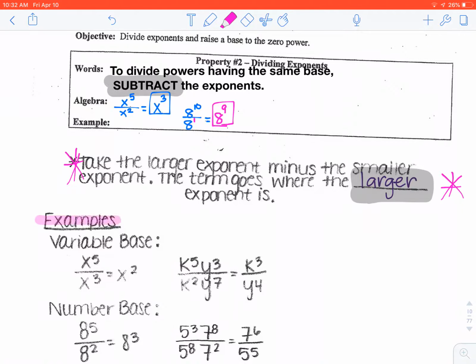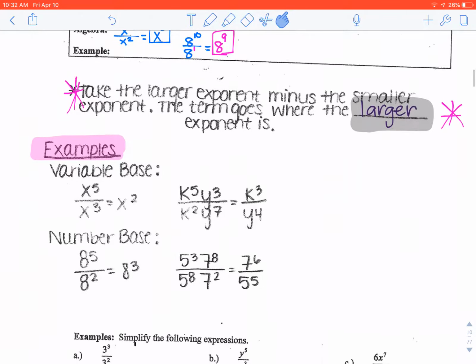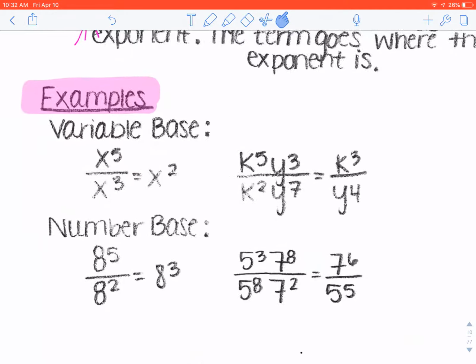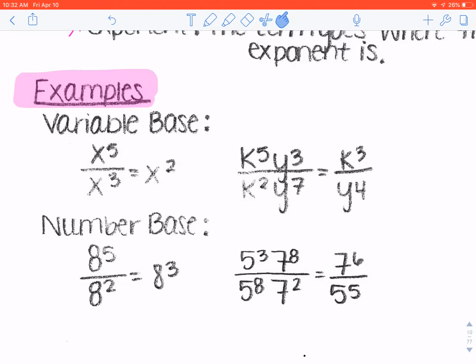Now, we have some examples here below that are already completed for you. I'm not going to read through these. If you would like to pause the video and try these 4 and cover up the answers, that's a good idea to practice before I go over a few more examples with you. So if you want to pause it, go ahead and try those. Just cover up the answer.